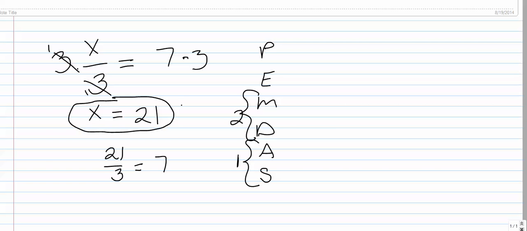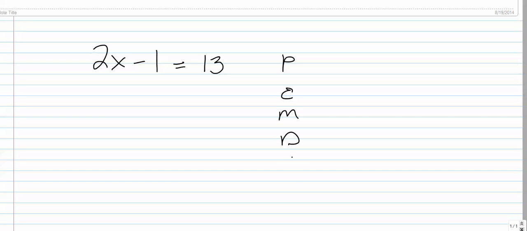Okay, let's try a new one. A little bit more complicated here. This problem involves more than one step. And again, let's keep in mind our order of operations. We have to undo the addition and subtraction first. We start at the bottom and we work backwards. So in this problem, on the left, where the variable is, I need to undo the subtraction of 1. In order to undo that, I have to add 1 to both sides. So that leaves me with 2x equals 14.